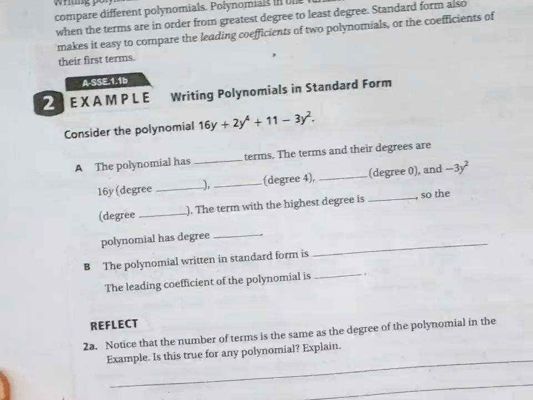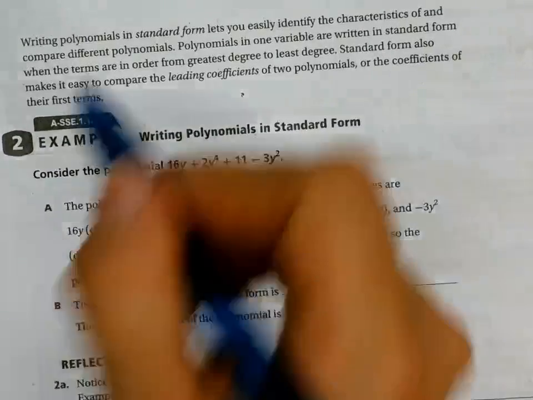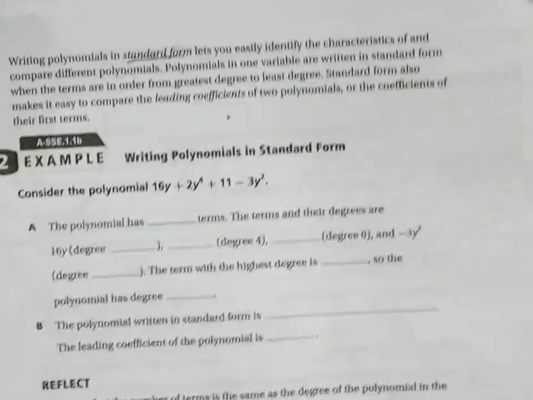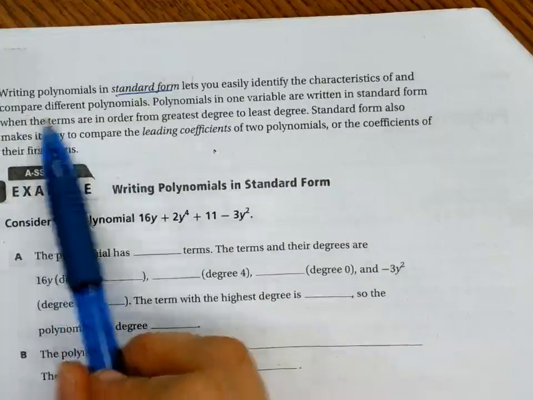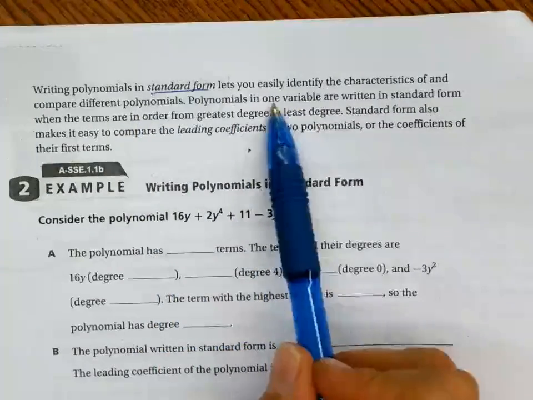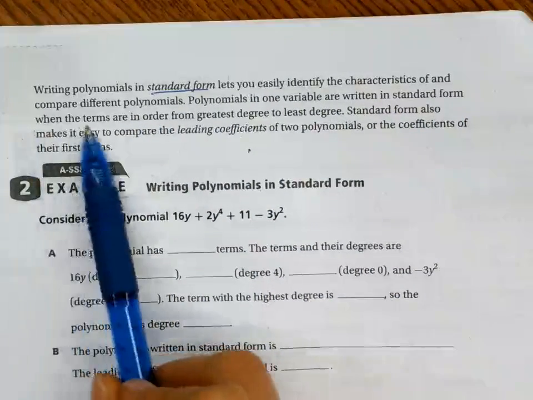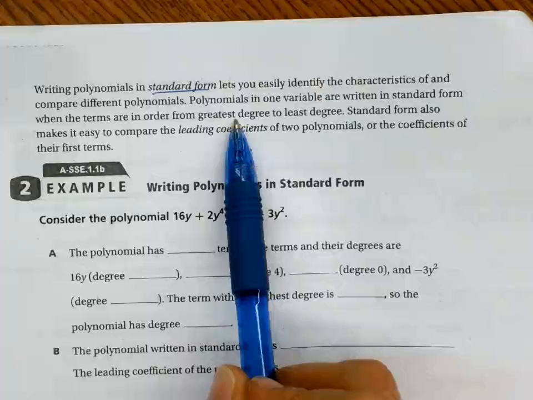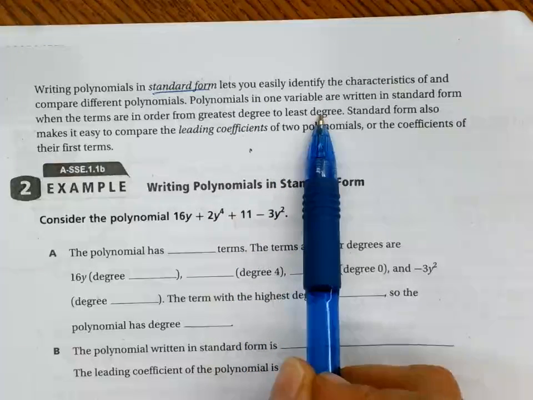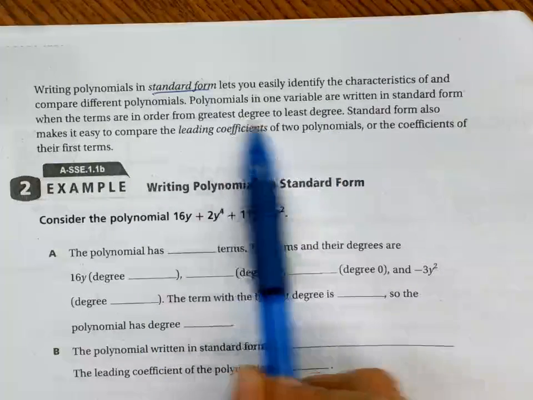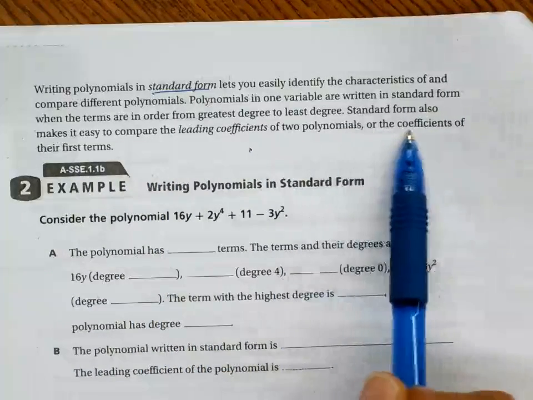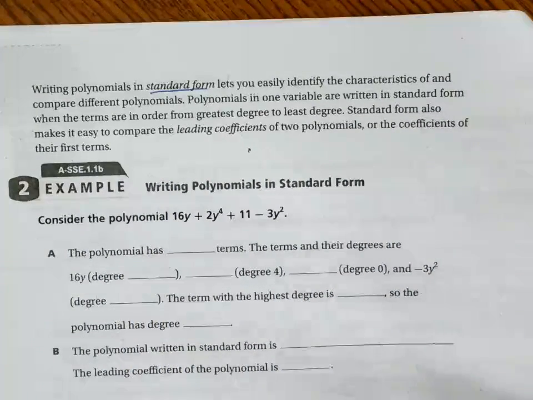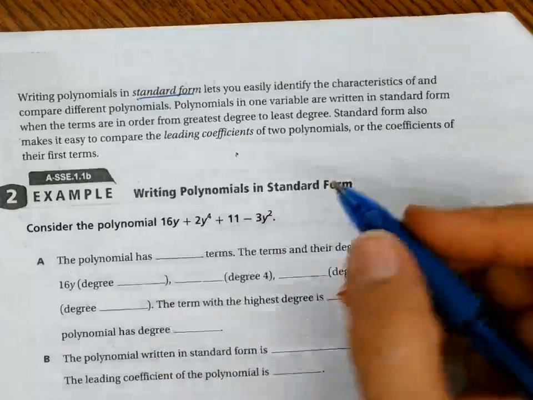Writing polynomials in standard form lets you easily identify characteristics of and compare different polynomials. Polynomials in one variable are written in standard form when the terms are in order from greatest degree to least degree, right? In standard form, we always write from greatest to least. Standard form also makes it easy to compare the leading coefficients of two polynomials, or the coefficients of the first terms. All right, so writing this in descending order.